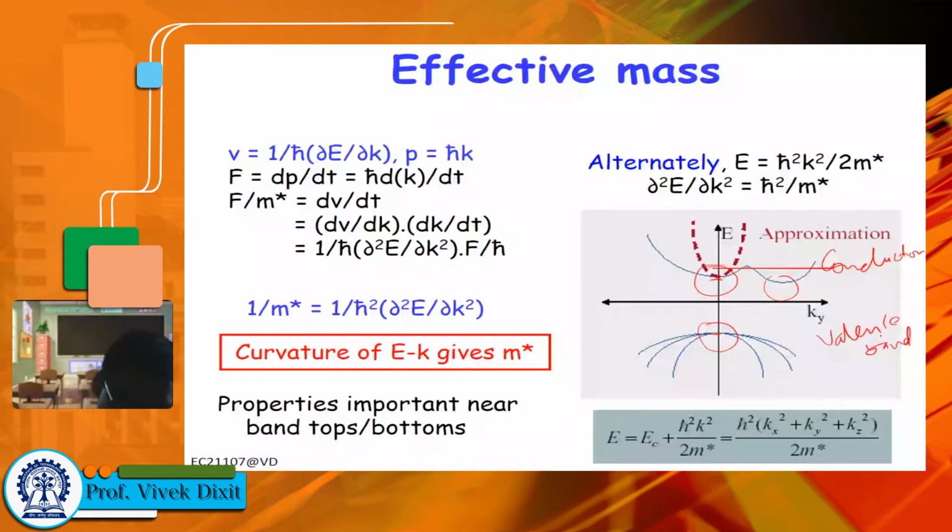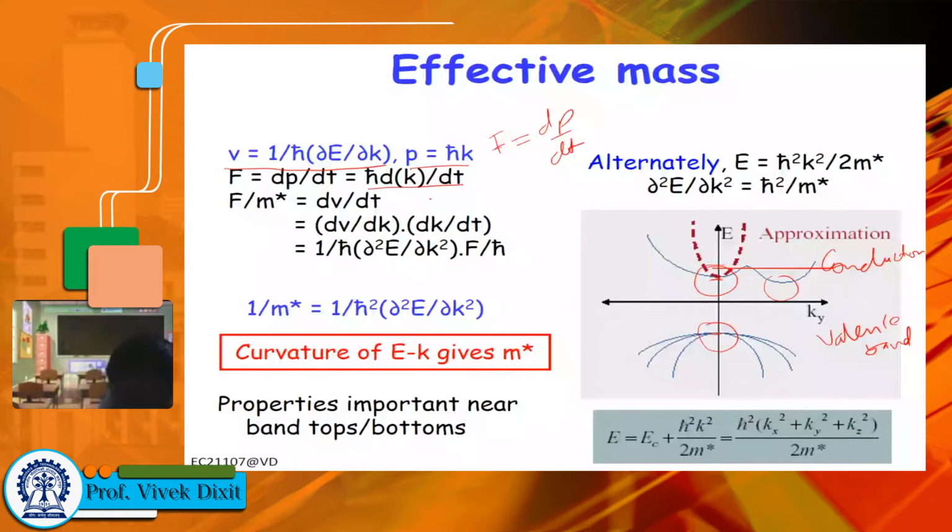We can recall that group velocity is 1 by h bar d by dk, right? And the momentum of the electron is p equal to h bar k, right? So if the electron in the crystal experiences a force, what will be the corresponding behavior of the electron in the crystal? How will it be different from the free electron? So you can always write force is equal to dp by dt, right? Force is equal to dp by dt, and p is h bar k. So you can write force as h bar dk by dt, right?